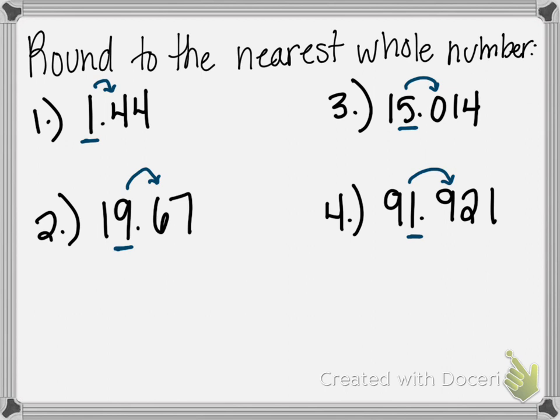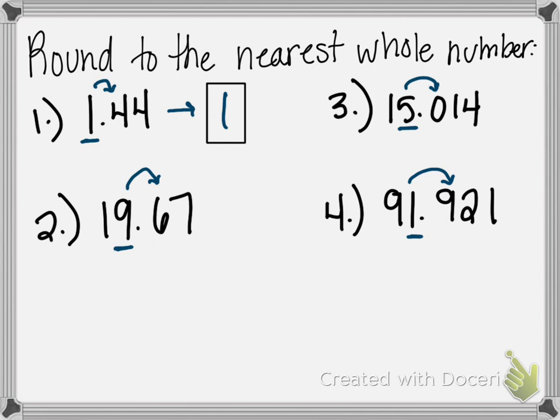All right, for number 1, 1.44 rounded to the nearest whole number is what, Finn? 1. Just 1. Okay? Just 1, because we look to the right, it's 4 or below, so we just ignore, and everything becomes a 0, giving us the whole number 1.